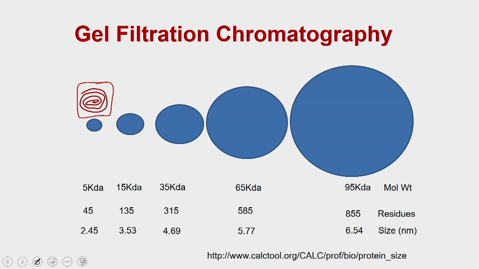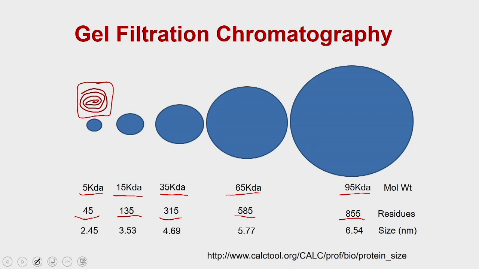So it starts from the 5 kilodalton, 15 kilodalton, 35 kilodalton, 65 kilodalton and 95 kilodalton. What I have done is I have shown you the number of amino acid residues which are associated with most of these proteins. So for the 5 kDa protein you have 45 residues. For 15 kDa it is 135, and for 35 it is 315, and so on. And these are rough estimates.